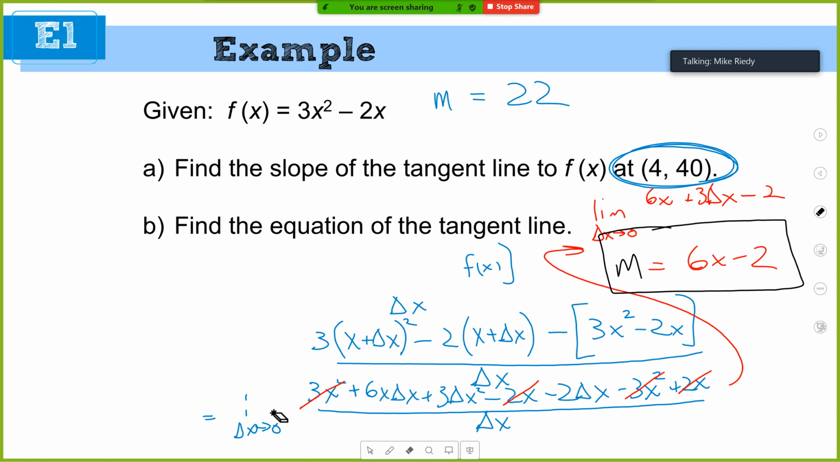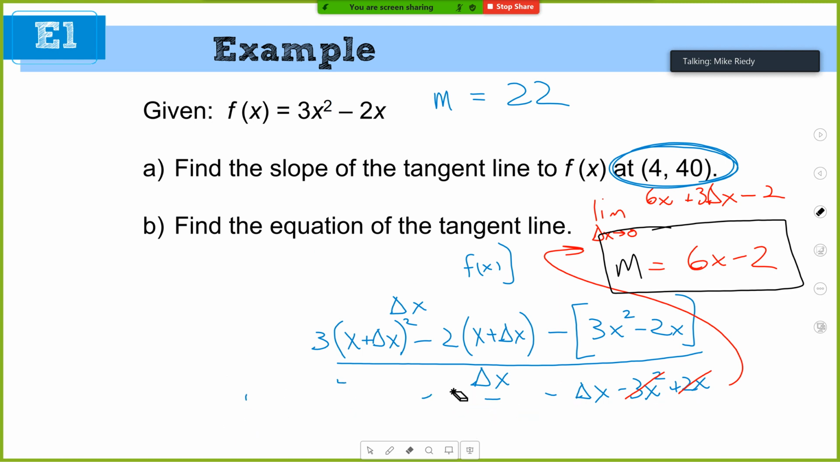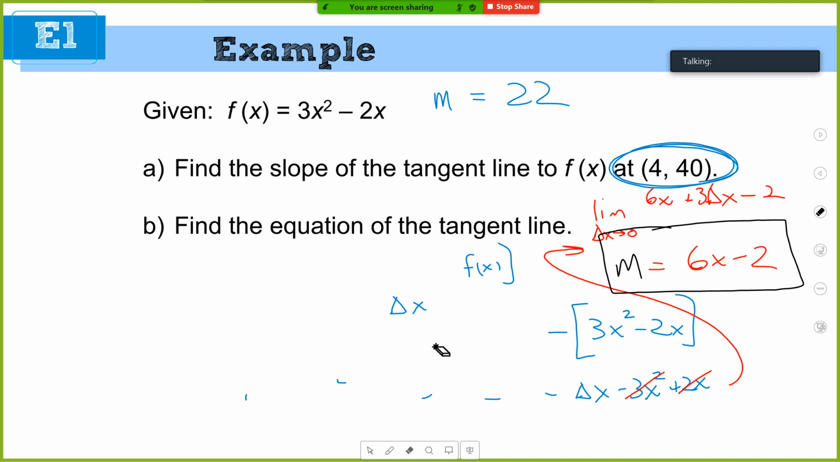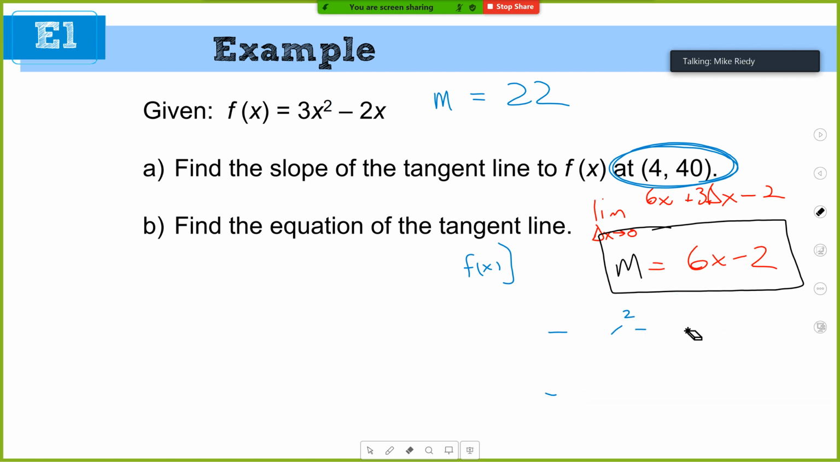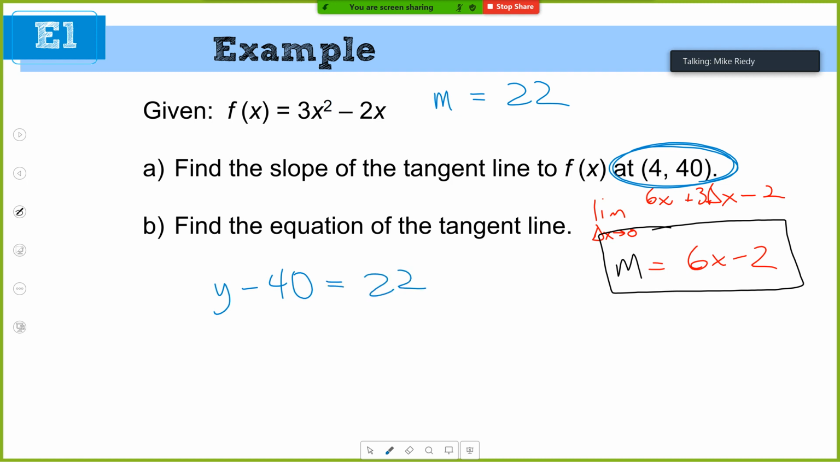You've heard me say this 1,000 times. I'll say it 1,000 times more. What do we need for the equation of a line? Point and slope. Point and slope. Do I have a point? Yes. Do I have a slope? Yes. Done. Y minus 40 is equal to 22 times the quantity x minus 4. Easy peasy.